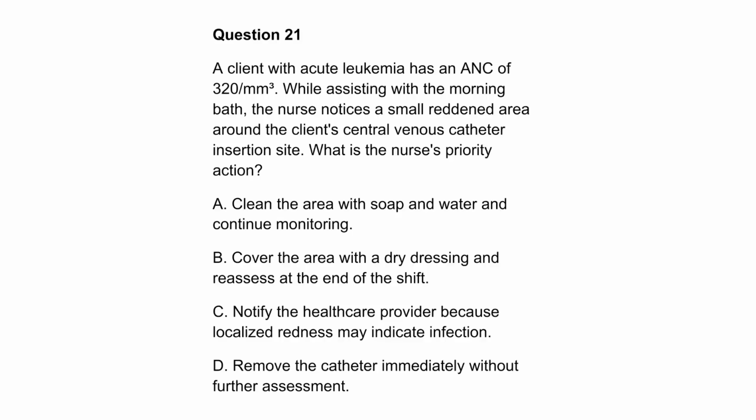Question 21. A client with acute leukemia has an ANC of 320/mm³. While assisting with the morning bath, the nurse notices a small reddened area around the client's central venous catheter insertion site. What is the nurse's priority action? A. Clean the area with soap and water and continue monitoring. B. Cover the area with a dry dressing and reassess at the end of the shift. C. Notify the healthcare provider because localized redness may indicate infection. D. Remove the catheter immediately without further assessment.